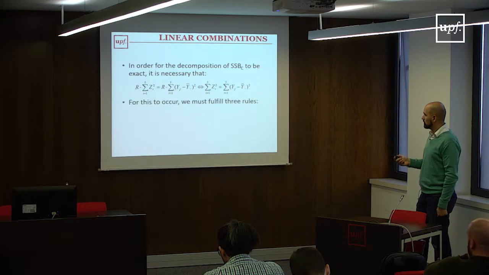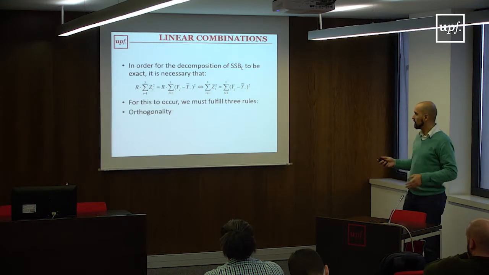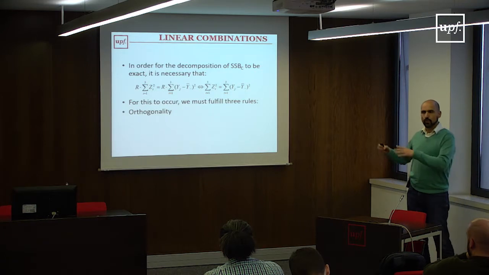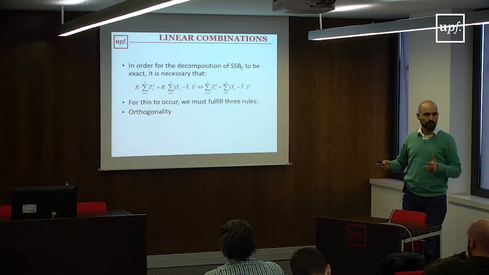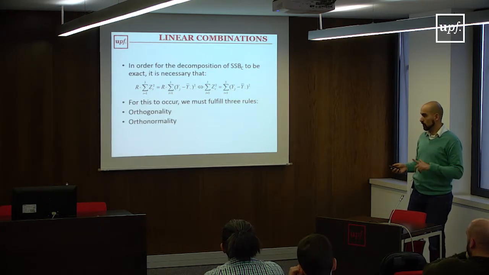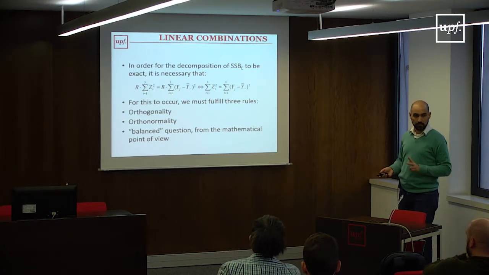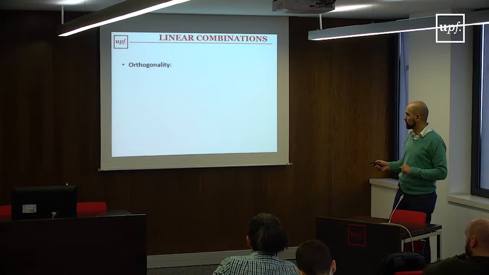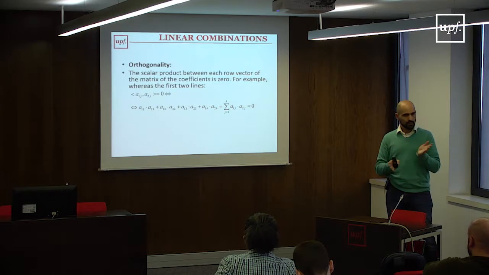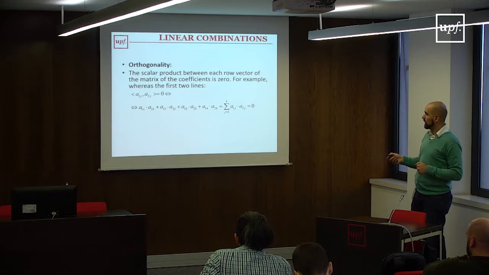So, as we said, this matrix that we want to build must fulfill 3 rules. In order for all we have said to have a meaning, these 3 rules must be fulfilled. First, orthogonality. Second, orthonormality. And third, balanced from the mathematical point of view. Let's go see each of them. Orthogonality. If 2 vectors are orthogonal, it means that the scalar product between each row vector of the matrix of the coefficients is 0.